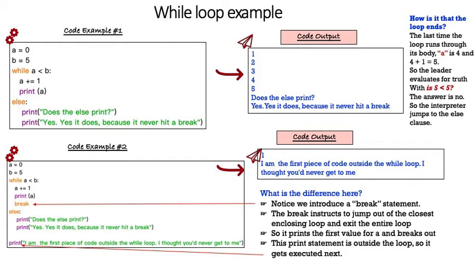Then we have the optional else clause. It says, does the else print? Yes, it does, because it never hits a break. Now, what happens in this particular snippet of code? Well, if we look at the output, what happens is the numbers 1 through 5 print, and then it goes right on to the else clause.